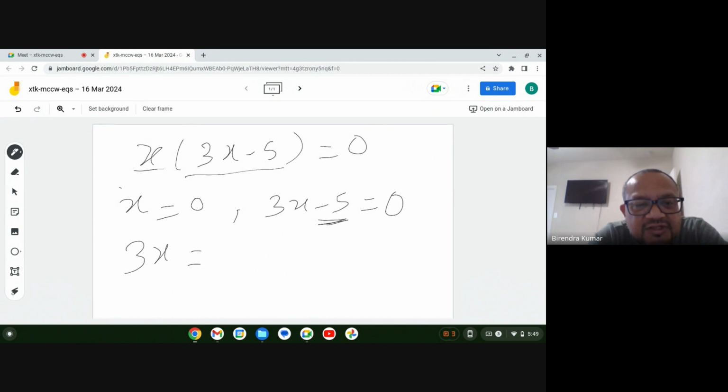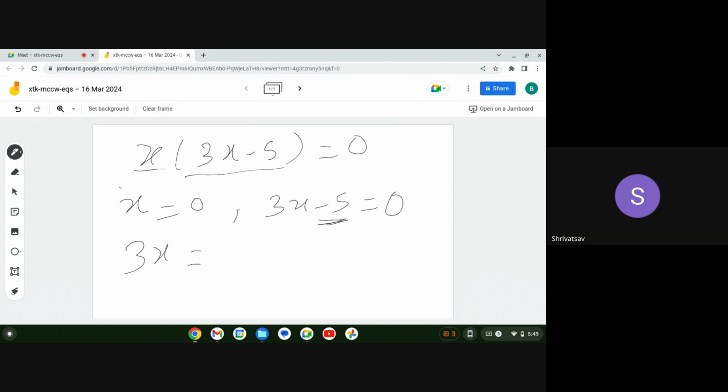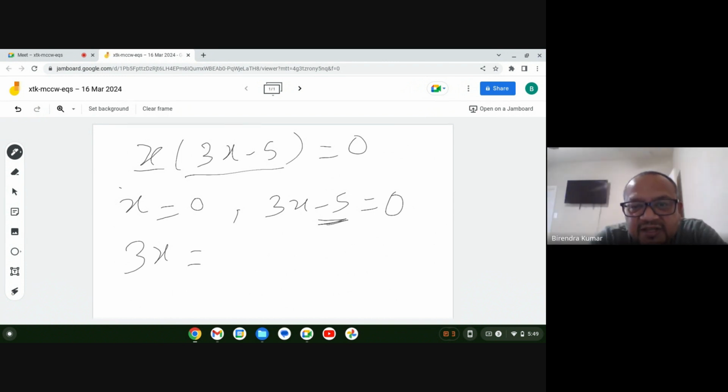So I need x on one side and everything else on the other side of the equal to sign. That's what it will be, right? x equal to something. So I'm doing it step by step. 3x minus 5 equals 0.